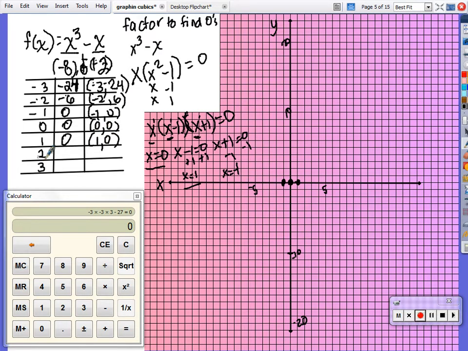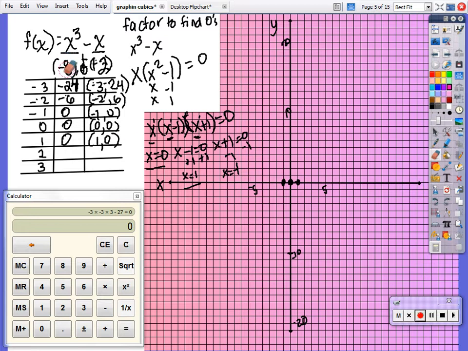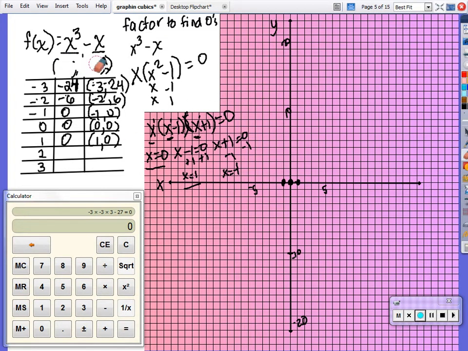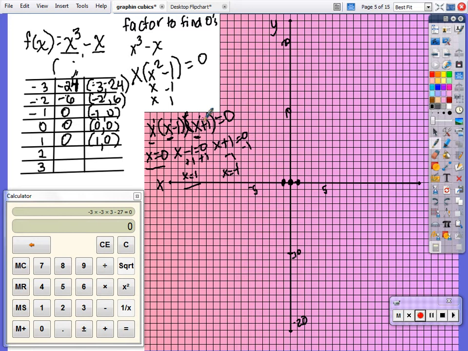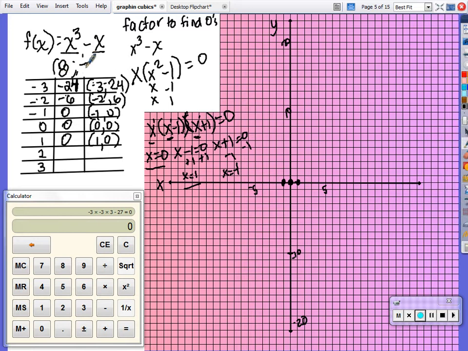And we're going to plug in the 2 now. So we're going to plug in the 2. 2 cubed, we already have that memorized. 2 cubed is 8. So we're going to have 8 minus 2. So 2, 6. Do you see a connection here? And then we'll plug in the 3. What do you think we're going to get out?